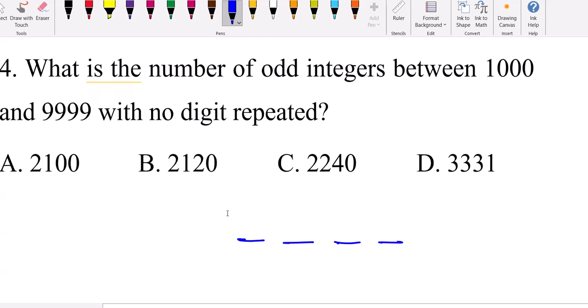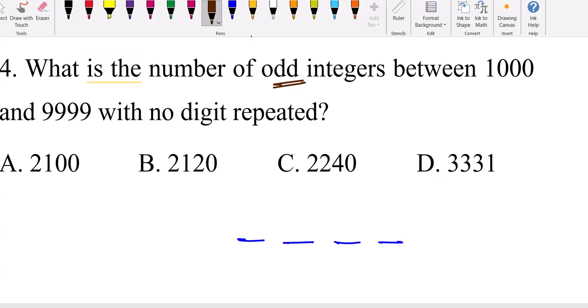And the options are also not close. There is a lot of gap: 2100, 2120, 2240. If it were 2100, 101, 102, then you might be very worried. But here there is a gap, so there are no issues actually. Now see, first the conditions should be satisfied. I have taken a 4-digit number. I hope everybody got the clarity here. Why a 4-digit number? The next condition is odd integer.